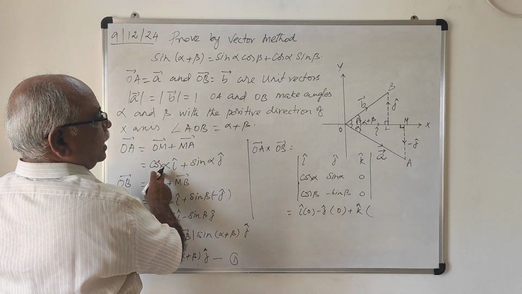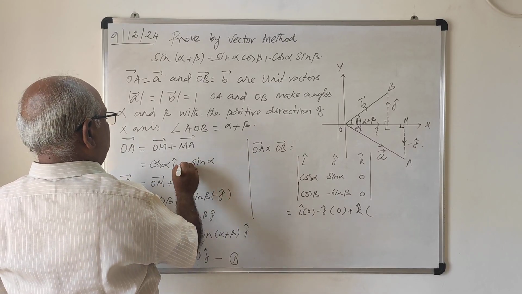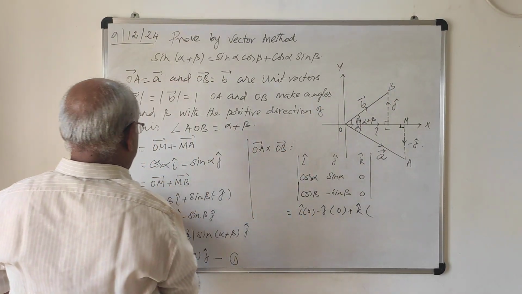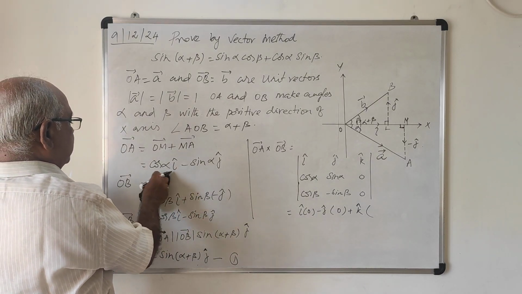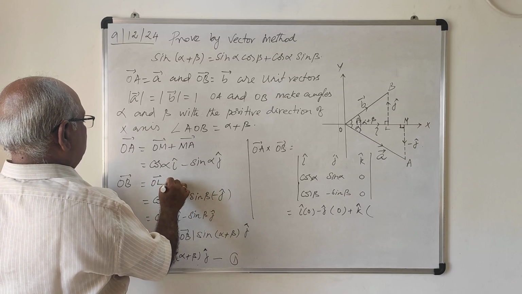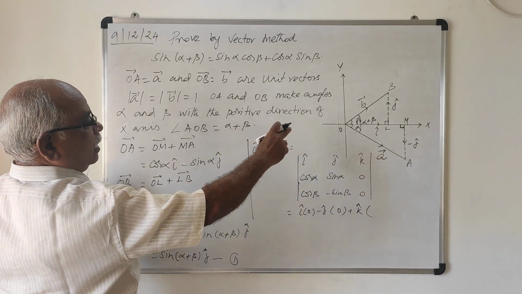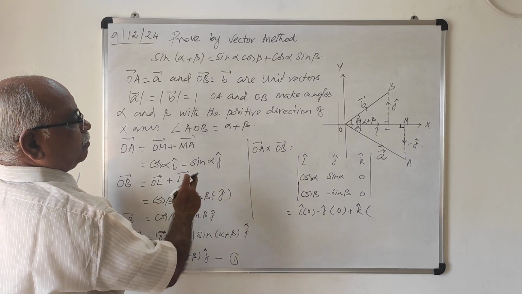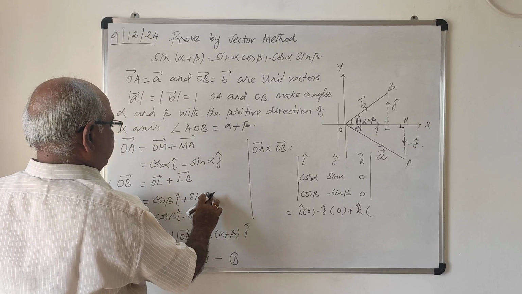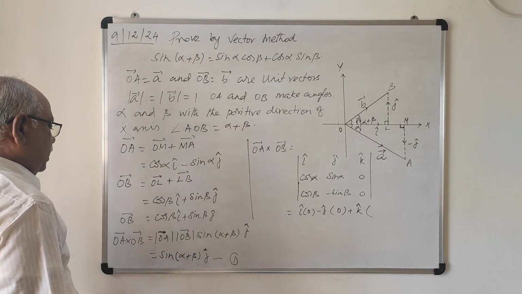OM is cos alpha into I, and MA is minus sin alpha into J. This is in the negative direction, therefore you get minus sin alpha into J. OB is OL plus LB. OL is cos beta into I, and LB is in the positive direction, sin beta into J. So OB is cos beta into I plus sin beta into J.